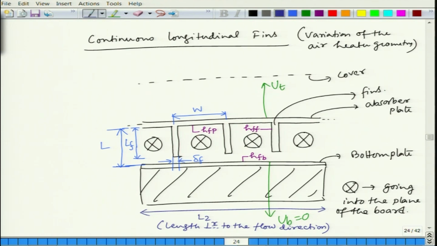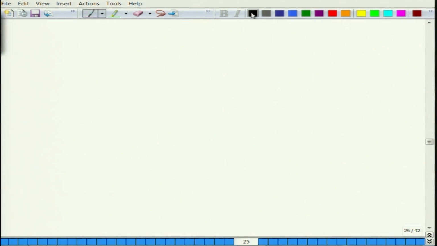Okay, and along the flow direction, let us say the length is L1. So this symbol is again giving you the length along the flow direction. L1 is the length along the flow direction. So now we will do the analysis, but we do not have to go through each individual step, it is very similar. So I will go a little bit quickly.